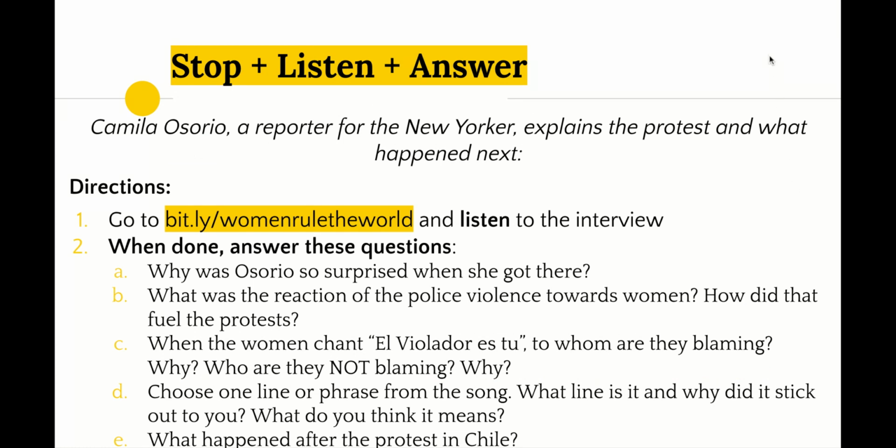So this is so cool. You're going to stop right now and open a new tab in your computer and listen to an interview by Camila Osorio. She's a reporter for The New Yorker. She went down to the protest and she explained what happens next. You're going to go to that bit.ly that I created, bit.ly, Women Rule the World. Love it. And listen to the interview. When you're done, you want to answer those questions. It's really good. It's only about 6 or 7 minutes. And again, you could just plop all those answers into one box on Edpuzzle. All right, go enjoy.